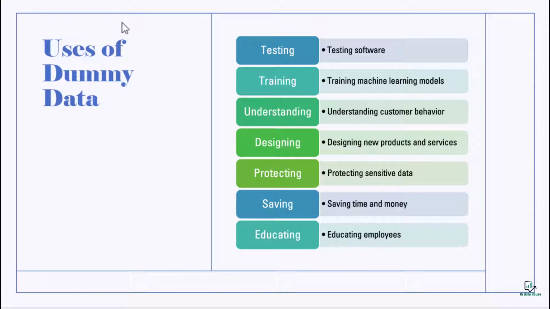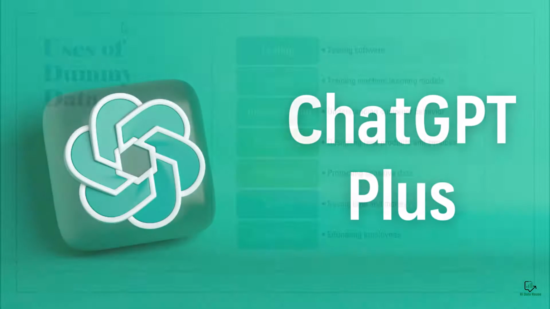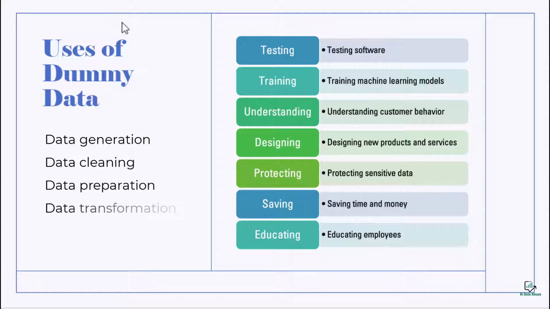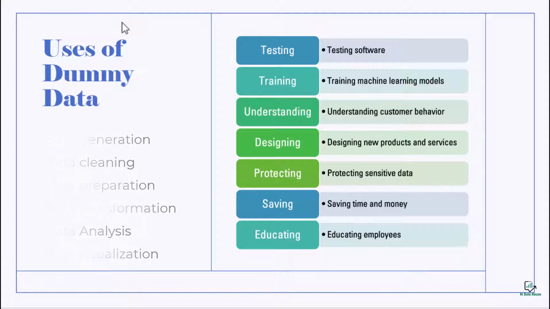ChatGPT has recently introduced Code Interpreter in its Plus version that can clean data, that can generate dummy data for you, and it can perform data analysis and generate visuals for you. So basically data generation, data cleaning, data preparation, data transformation, data analysis, data visualization. It can do all of those operations now. In this video, we will see why dummy data is being used and how ChatGPT can generate it.